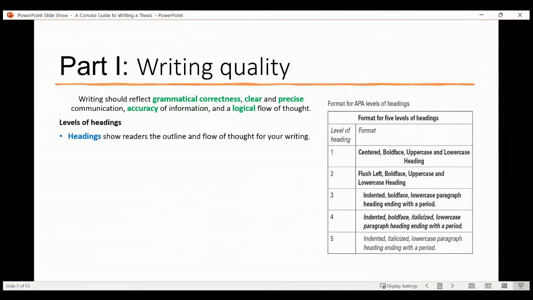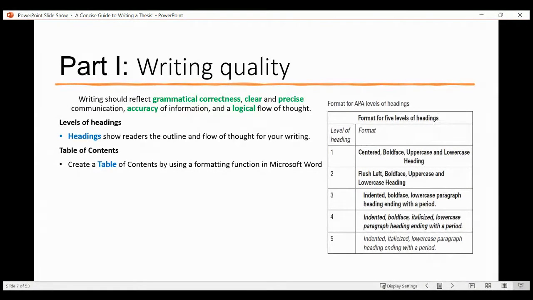Level of headings. Here you need again to consult your university to see whether they use APA style, for example, or another style. What you see here on the right is the APA style. You see here we have 5 levels. Level 1 is the chapter 1 introduction, level 2 the sections, level 3 subsections, and so on.